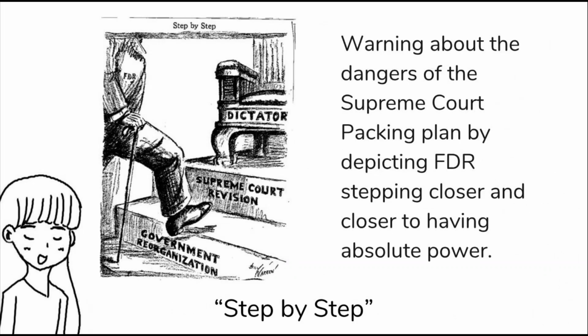And there's Step by Step, which is a warning about the dangers of the Supreme Court packing plan by depicting FDR stepping closer and closer to having absolute power. So in this political cartoon, FDR is walking up. He's already done government reorganization, and if he does Supreme Court revision, he is a step closer to dictatorship.